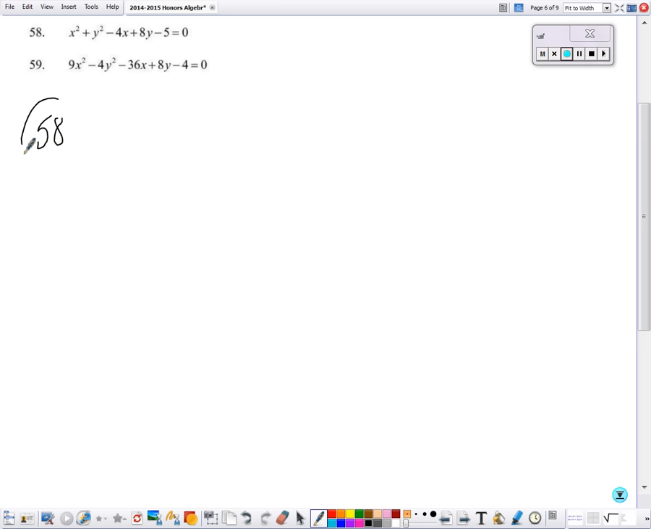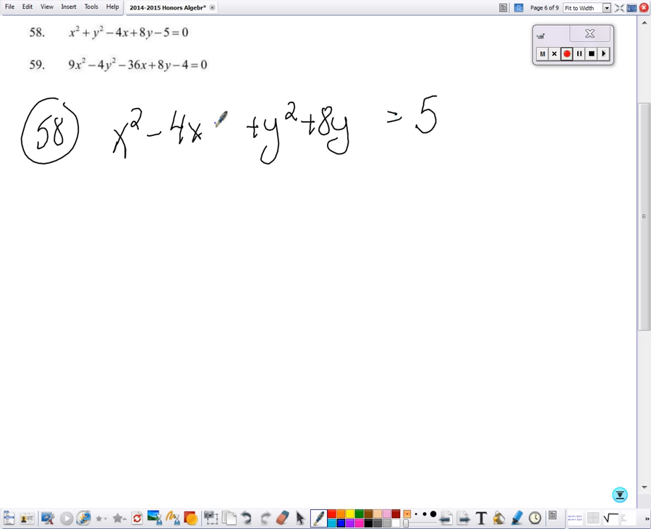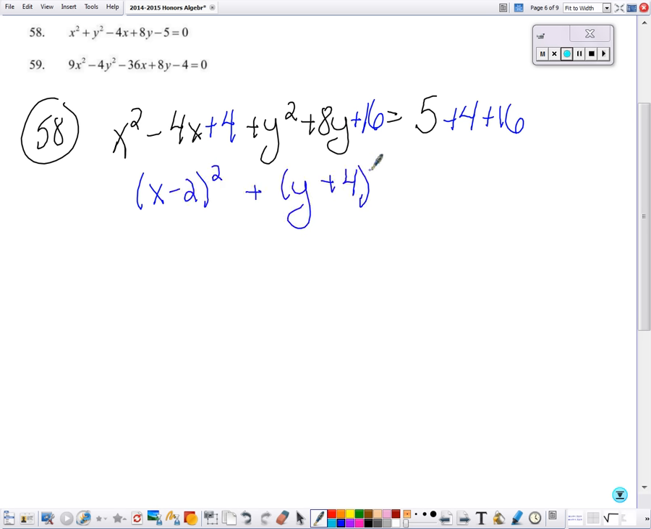Okay, so for 58, I'm going to reorganize this so that the x's are together. I'm going to move the constant to the right side of the equal sign. Now we can complete the square. Half of 8 is 16. Now we can factor. And this is 25. And then lastly, for 59 on this page, we're going to reorganize it so the x's are together.